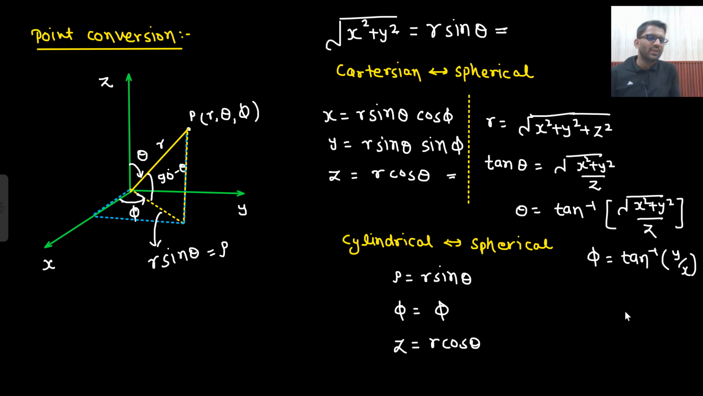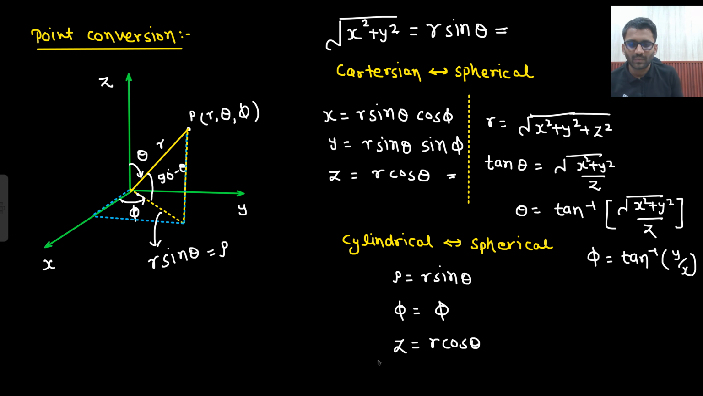So these things you are not going to mug up. You will derive it very quickly. You will write down, okay sir, what will be x? R sin theta cos phi. Y will be r sin theta sin phi. What will be z? R cos theta. From there you can derive r as well, theta as well, and phi as well. So directly you do not need to mug it up. You will derive it in the examination very easily. It will take very less time.